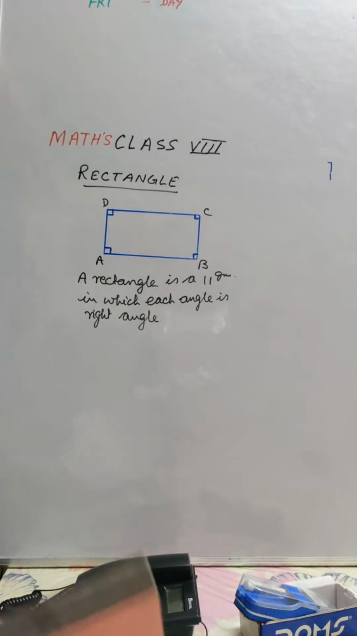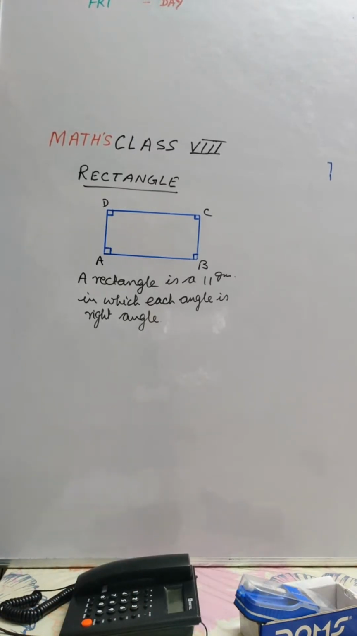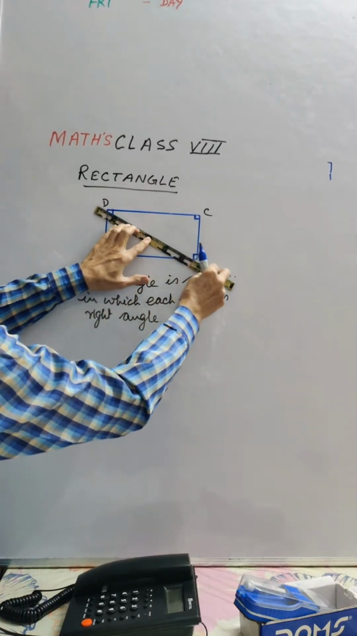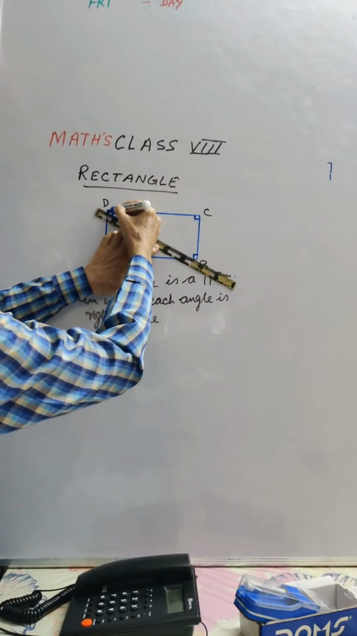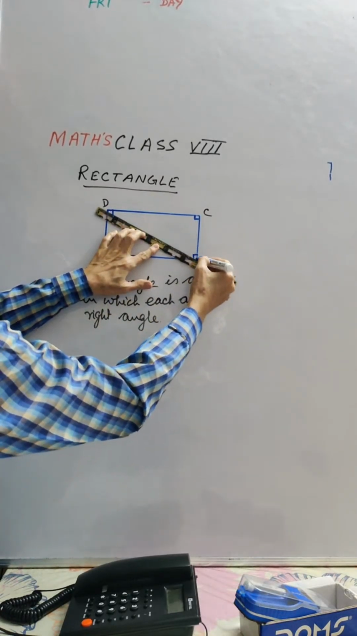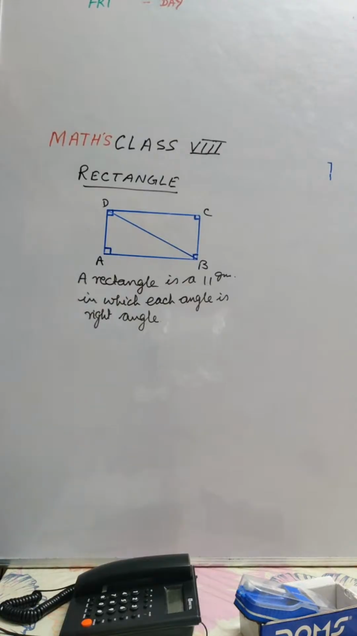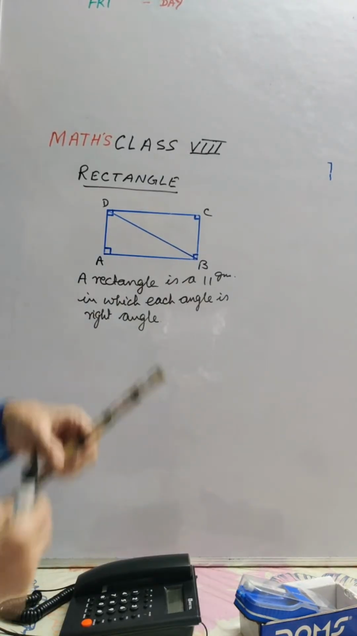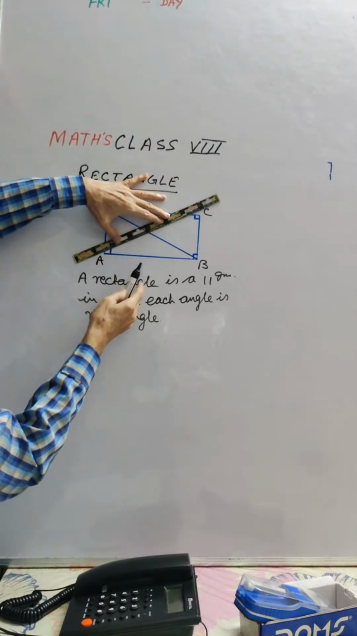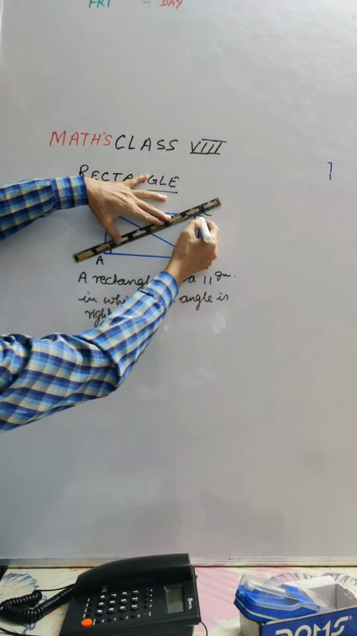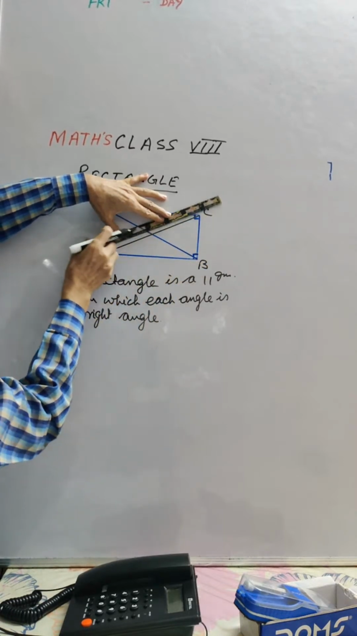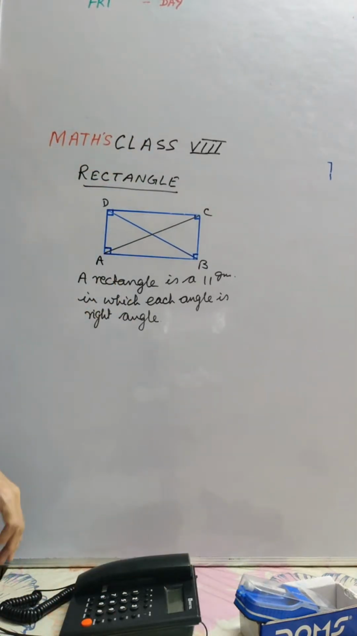And a second special property of rectangle is that the diagonals of the parallelogram are equal. The diagonals are equal. So we can say this is one diagonal of the parallelogram. The diagonals of the parallelogram are equal.